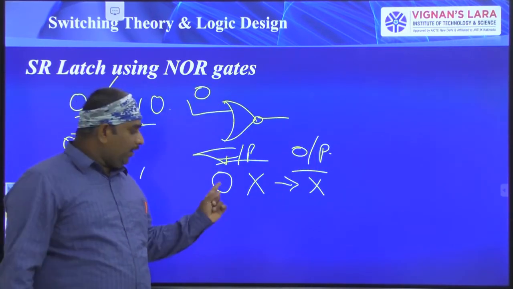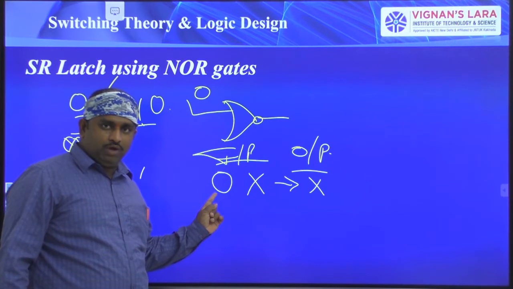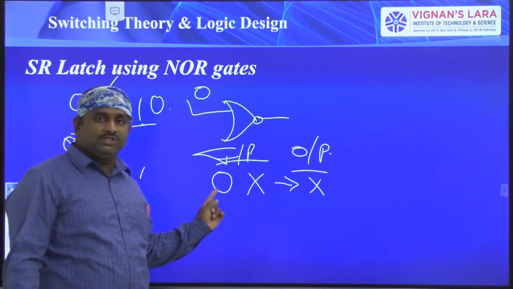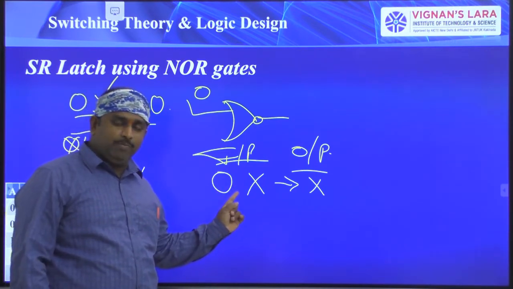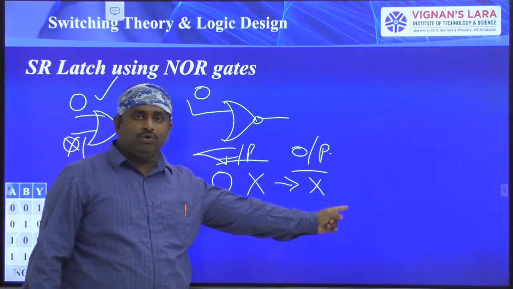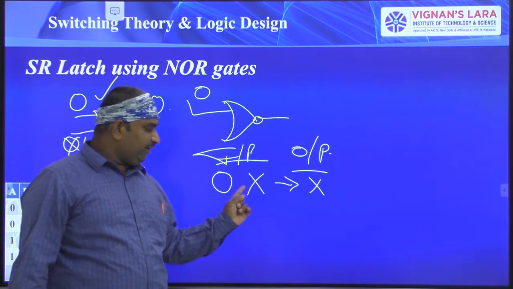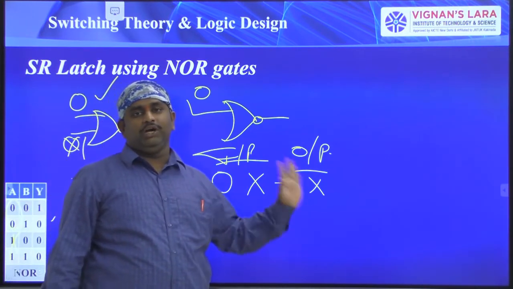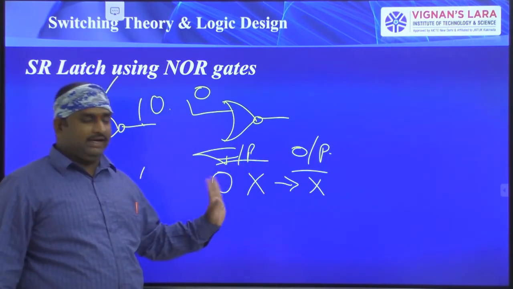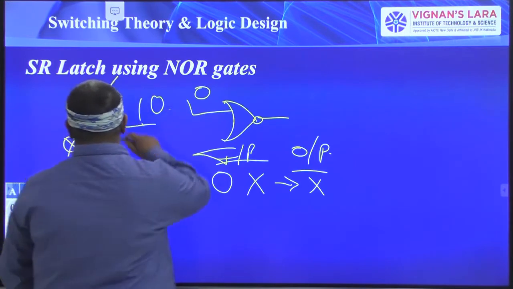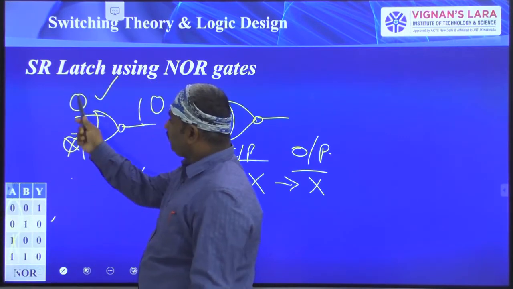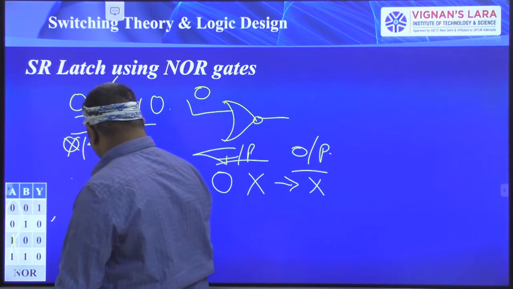For the NOR gate, I know one of the inputs is 0, but I don't know the second input. Then what is the output? If the second input is x, the output is x bar. If it is y, the output is y bar. If it is z, the output is z bar. So this is the condition. Now I am erasing this one.